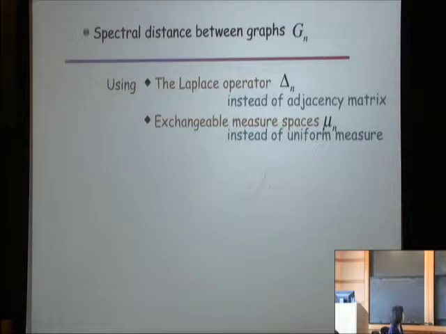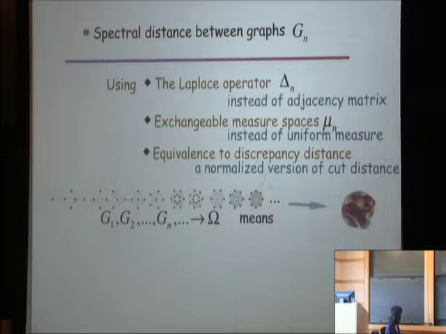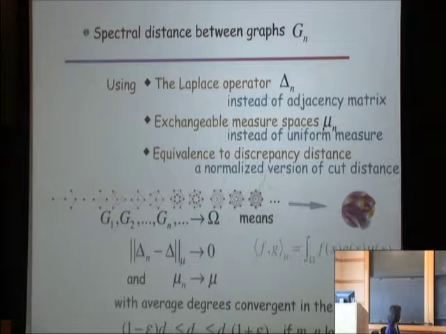And instead of the uniform measure on 0,1, the usual one, we really choose these exchangeable measures, mu n, and then take the limit. And instead of the usual cut distance, we have to normalize it a little bit, but it's basically the cut distance. And if we allow all that, convergence to its limit means that in the mu norm, it converges.